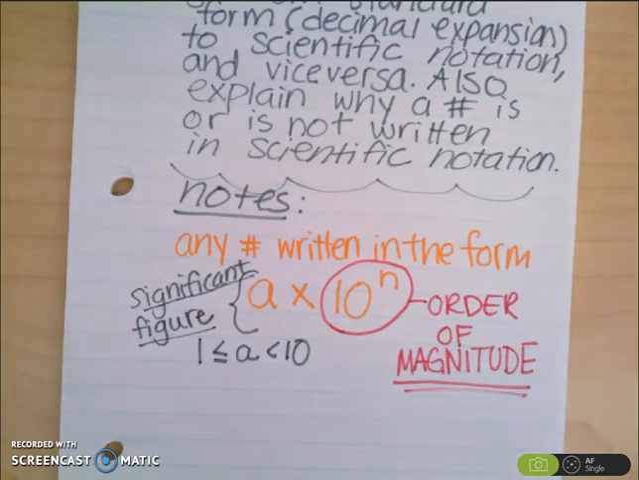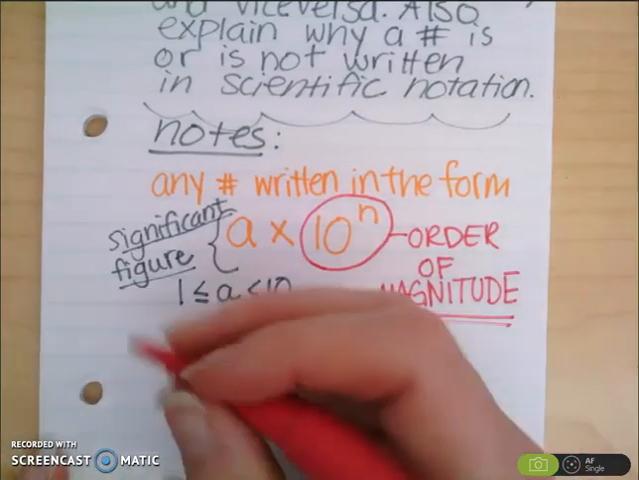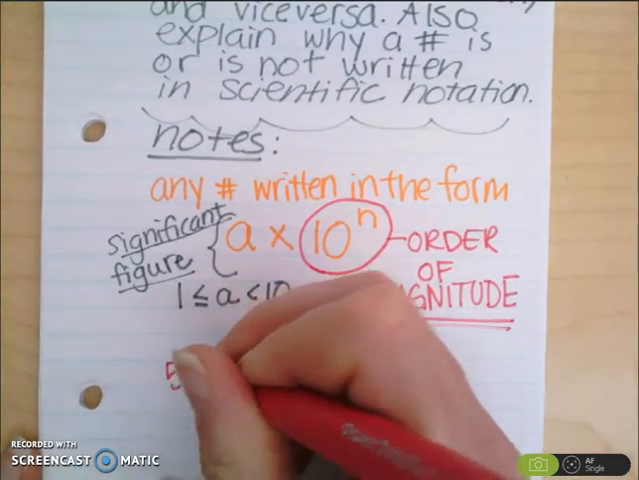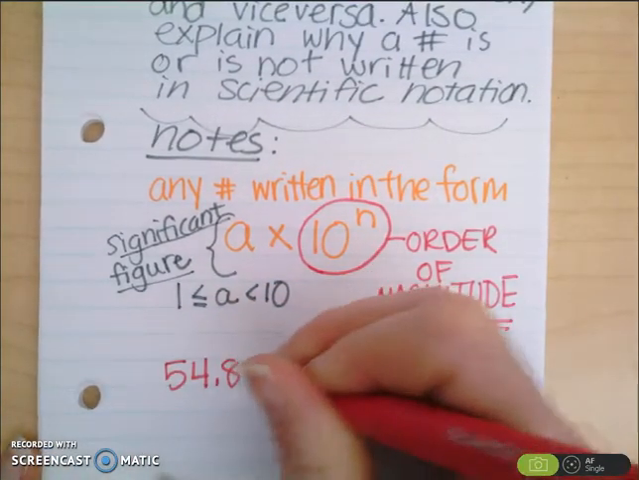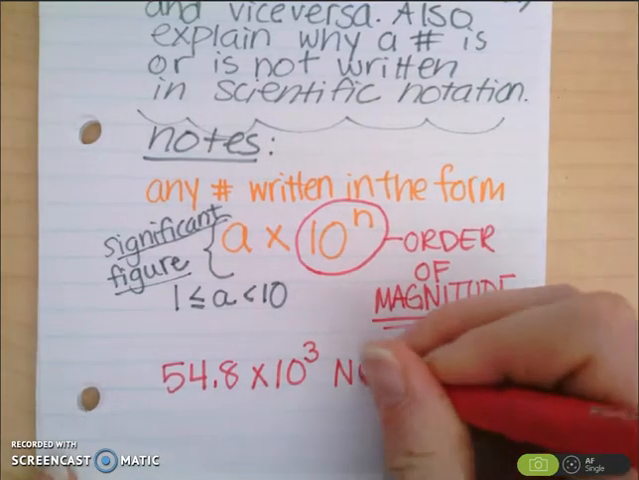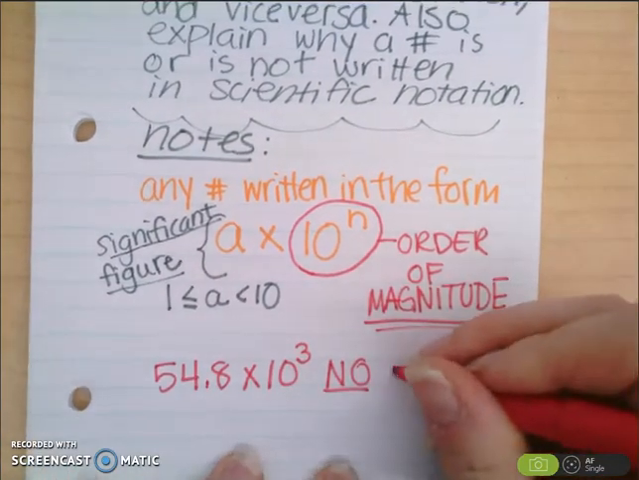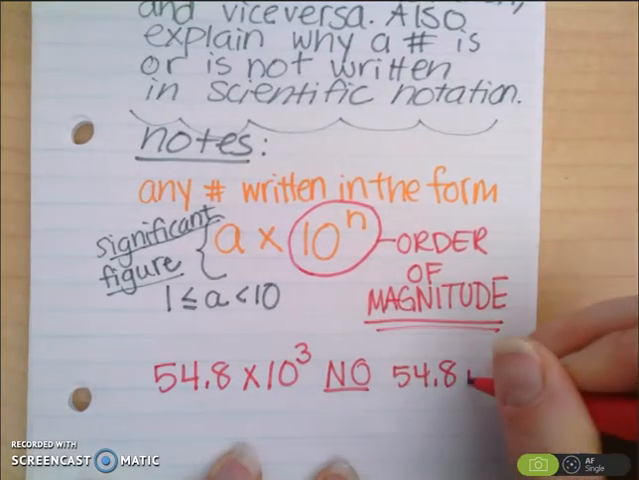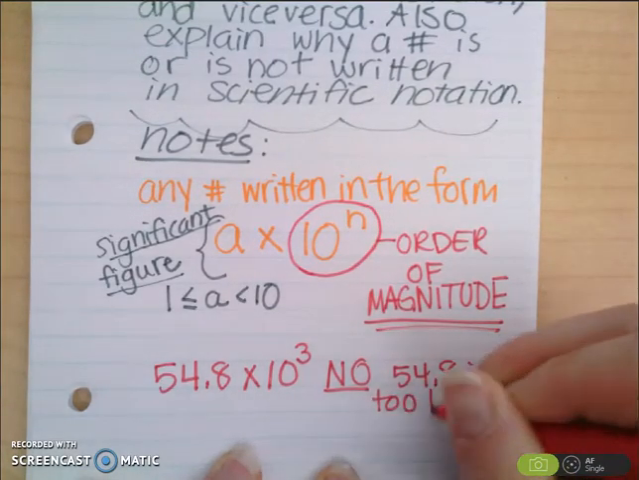Let's take a look at an example of a number and whether it's written in scientific notation or not. My first example to write down is 54.8 times 10 to the third. Is this written in scientific notation? What do you think? You're right, this is a no. 54.8 is too large.